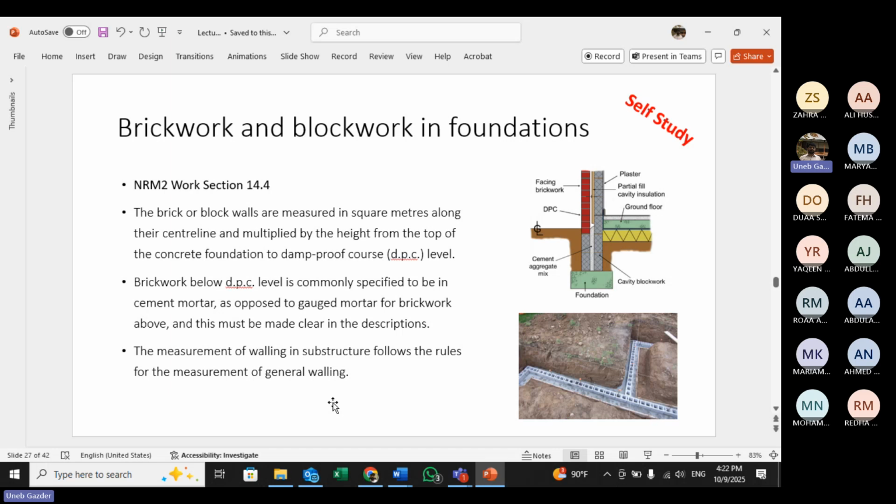Brickwork and blockwork below DPC level is commonly specified to be in cement mortar, so we use different material there. We have cement mortar, gauge mortar, different types of materials, and it must be mentioned what type you're going to use. If you use different material for substructure and superstructure, you have to mention it in the description. The other rules are the same. The rules which you follow for calculating wall material for superstructure will be followed for substructure as well.